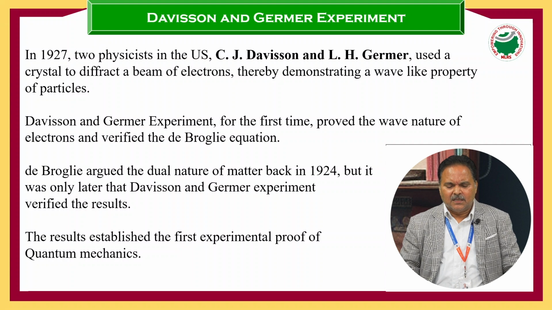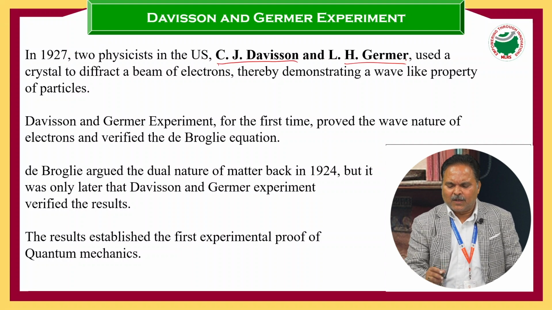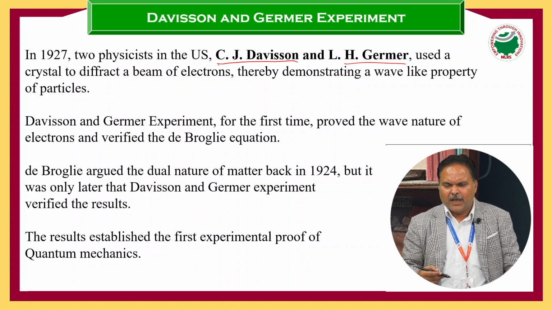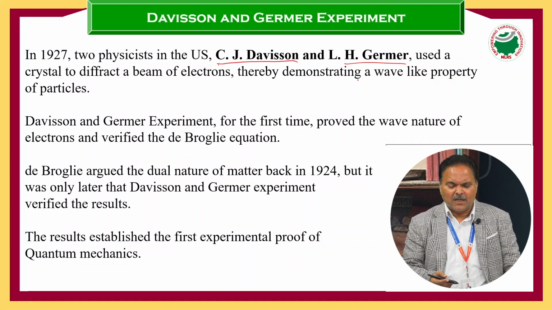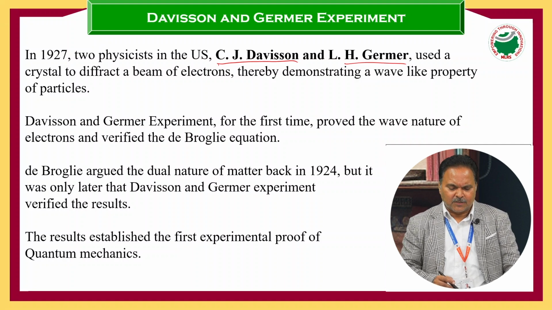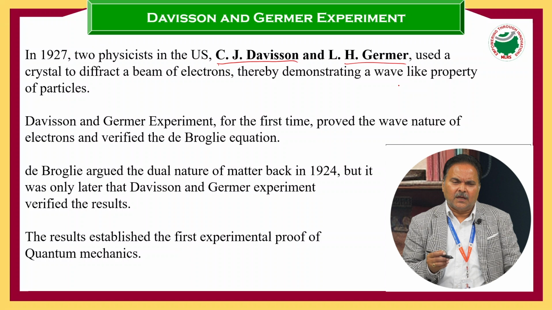After 3 years, two scientists, Davisson and Germer, made some experiments. In that experiment, the de Broglie hypothesis was proved. In the name of these two scientists, the experiment itself is called the Davisson and Germer experiment. They made it around 1927. They wanted to study the diffraction of a crystal.